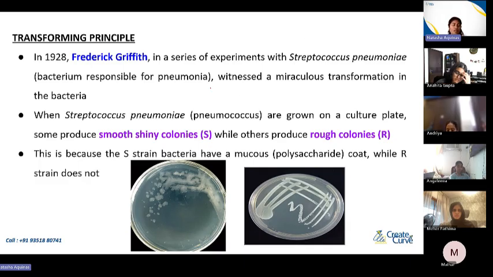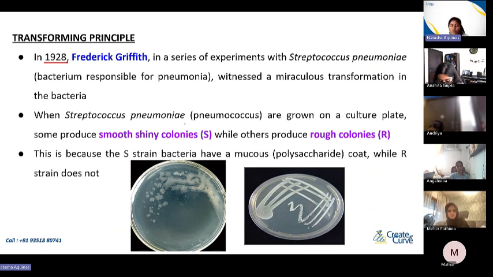Now we're starting with the transforming principle. In 1928, Frederick Griffith, in a series of experiments with Streptococcus pneumoniae, which is a bacterium responsible for causing pneumonia. Pneumonia is a respiratory disorder, right? It is caused by this bacterium, Streptococcus pneumoniae. Frederick Griffith worked with it, and he witnessed some miraculous transformation with the bacteria. Again, look at the date: the year 1928, Frederick Griffith.